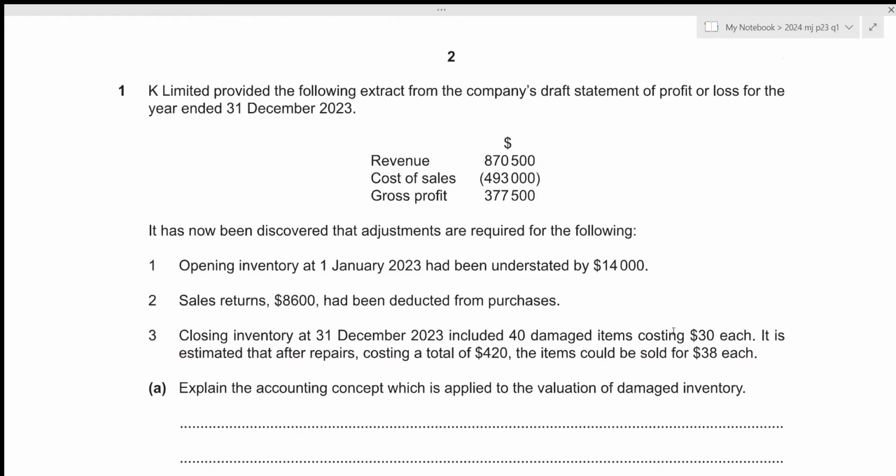And in this video, we'll be going over A-Level Accounting 2024, May-June, Paper 2-3, question number 1. This is paper 2, which consists of 4 questions. 2 of them will be of 30 marks and 2 of them will be of 15 marks. And the total time limit for this paper is 1 hour and 45 minutes.